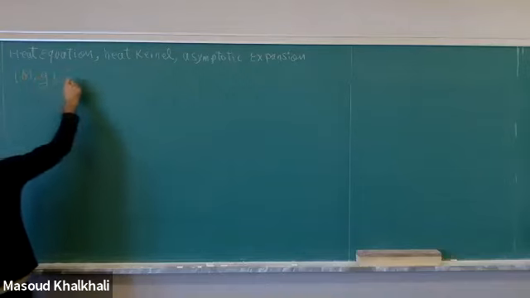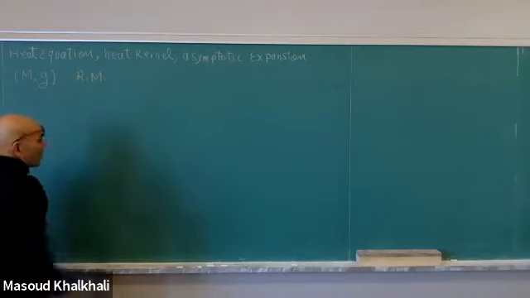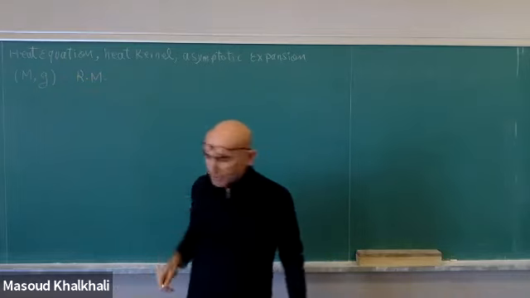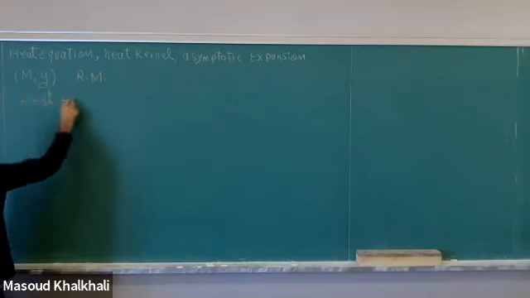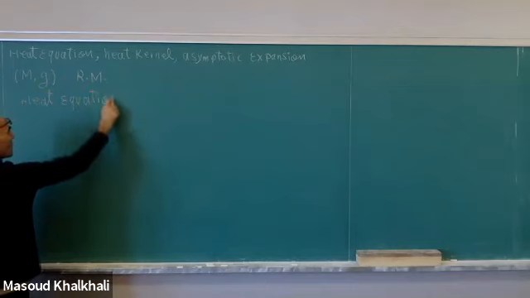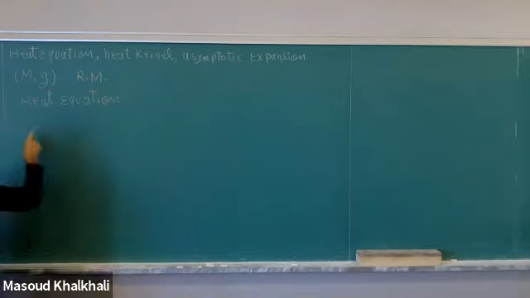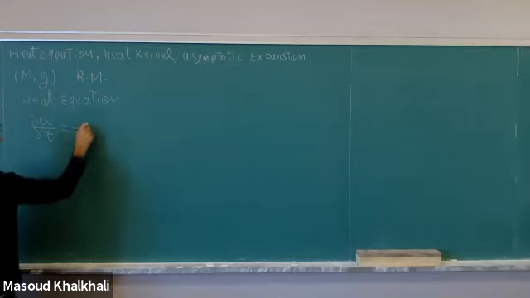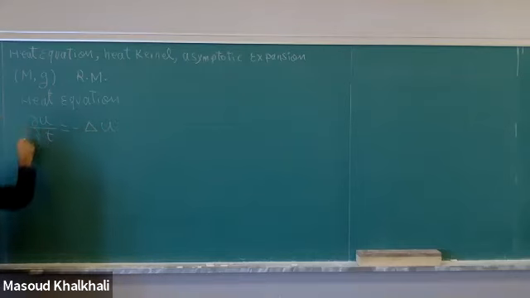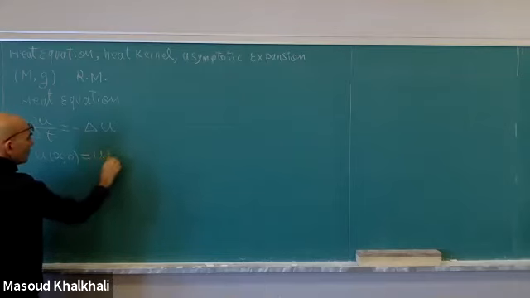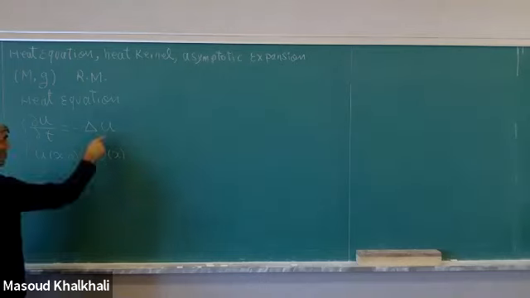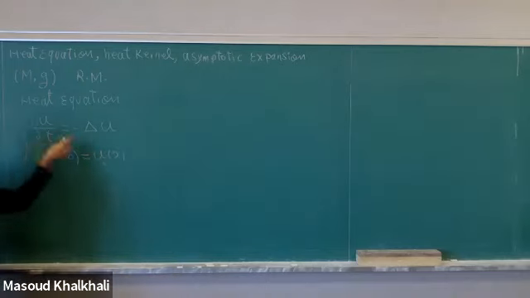So (M, g) is a Riemannian manifold. Let's fix one of these. The heat equation over (M, g) is the following equation: du/dt equals minus the Laplacian of u, and u(x, 0) equals u_0(x). So what is u? u is the solution of the heat equation we are looking for.